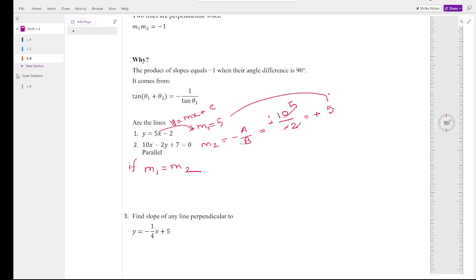Look, m1 and m2 are equal: 5 and 5. So the two lines are parallel to each other.